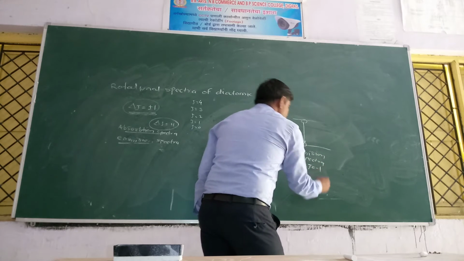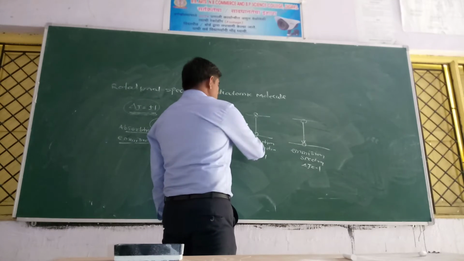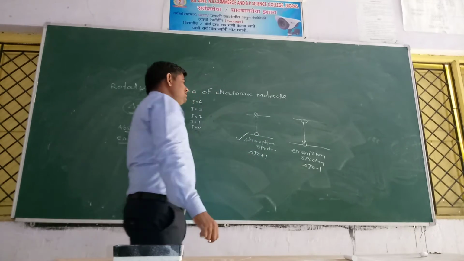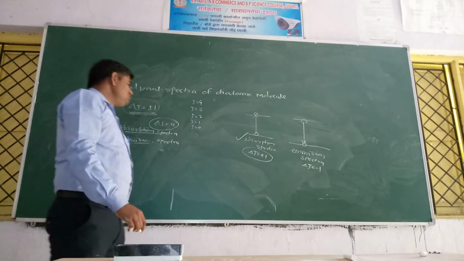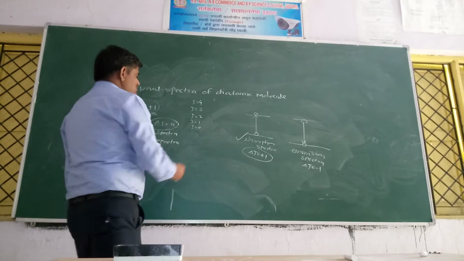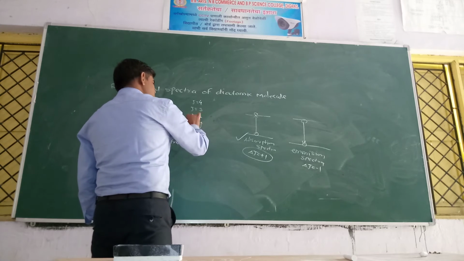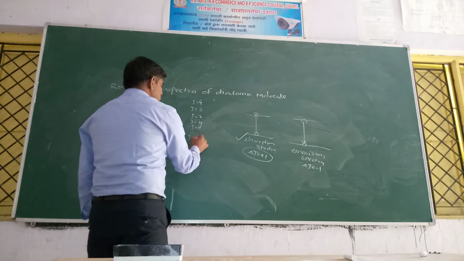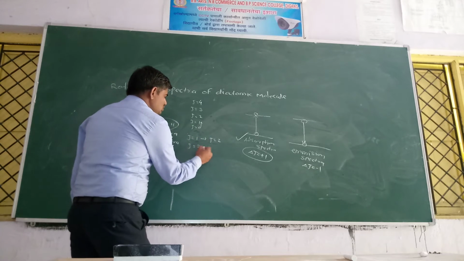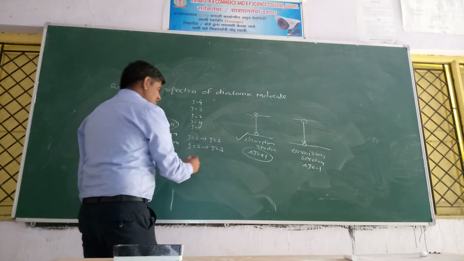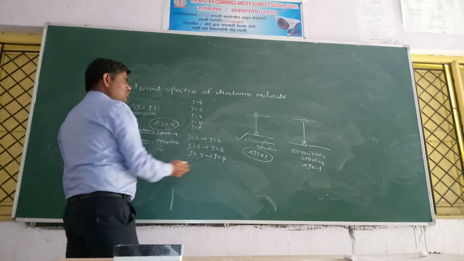Delta J is equal to minus 1. But in rotational spectra, we discuss only rotational absorption spectra, which means the selection rule is delta J is equal to plus 1. J is equal to 0 to 1, this is an allowed transition. J is equal to 1 to 2, this is an allowed transition. J is equal to 2 to 3, allowed. J is equal to 3 to 4, allowed.